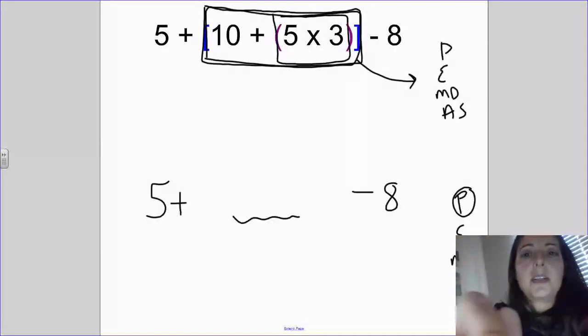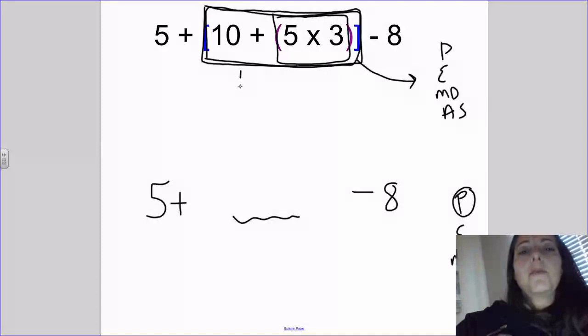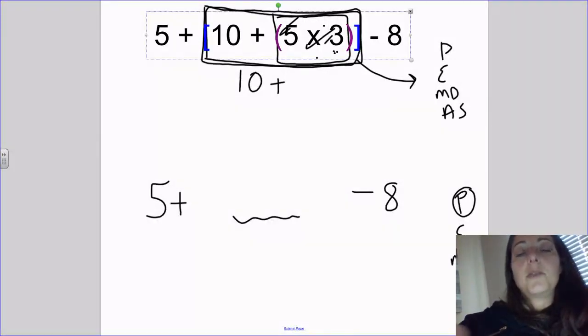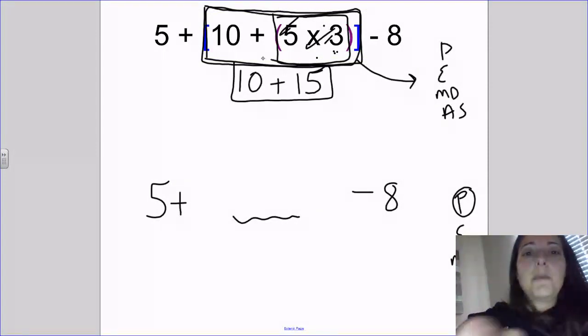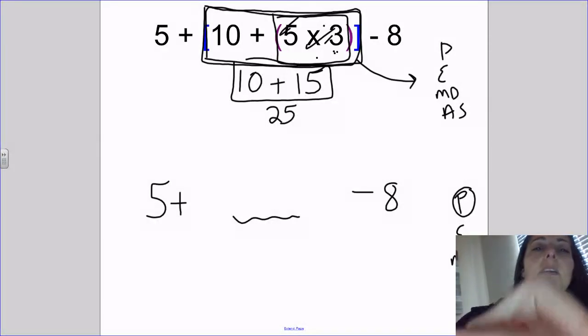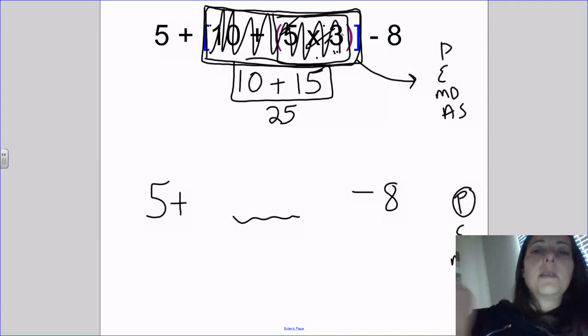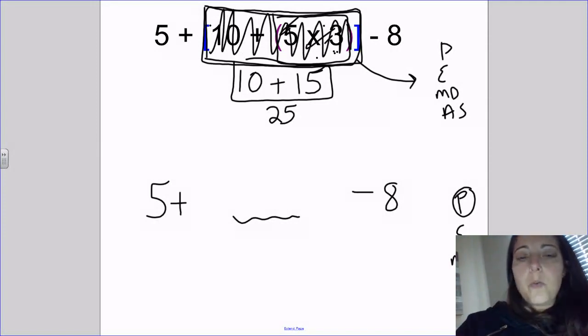Yes, I can see parentheses here. So what I'm left with is 10 plus whatever is in this parentheses. 5 times 3 is 15. And now I'm left with my last package standing. 10 plus 15 is 25. So I know that this entire bracket system right here is worth 25.